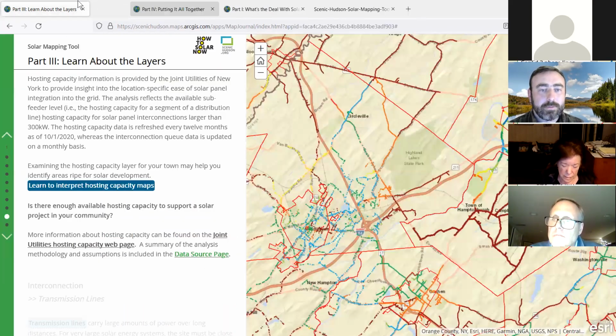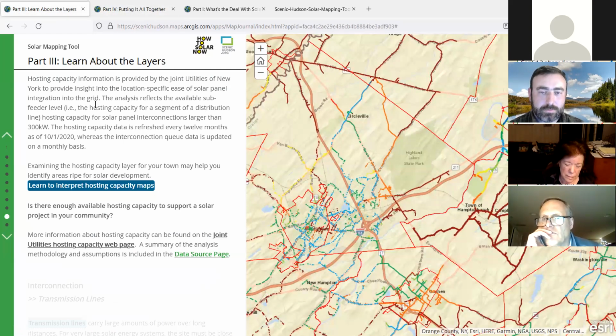I'm also thinking about government buildings, schools, town halls. A lot of them have flat roofs that could have some potential for solar. So it's not only shopping malls.